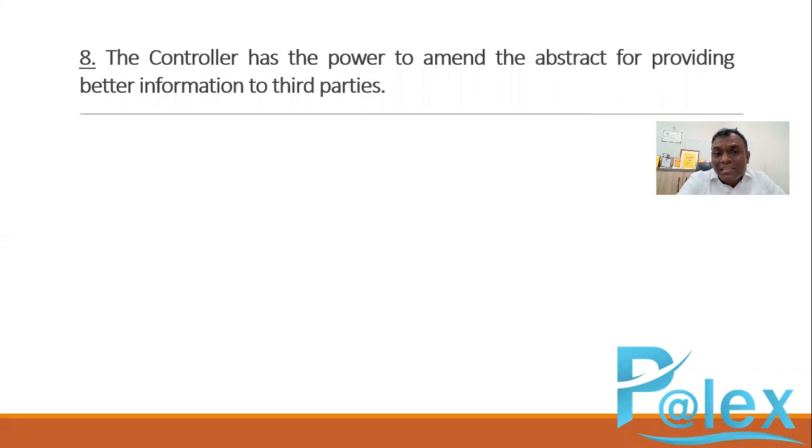The controller has the power to amend the abstract for providing better information to the third parties. Yes, that is correct, and it happens in most of the cases. Why is it also important? Because what you file as a claim may be really very broad, and what is getting granted to you may be very narrow. So the controller can suggest or amend basically the abstract for providing better information to the third party.